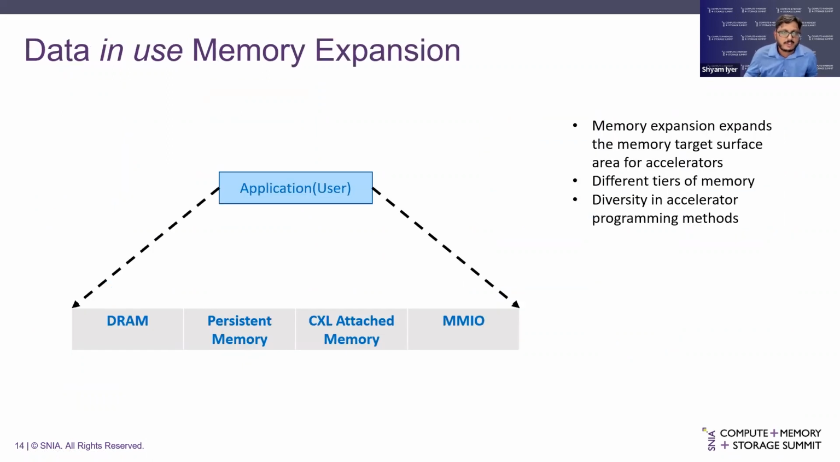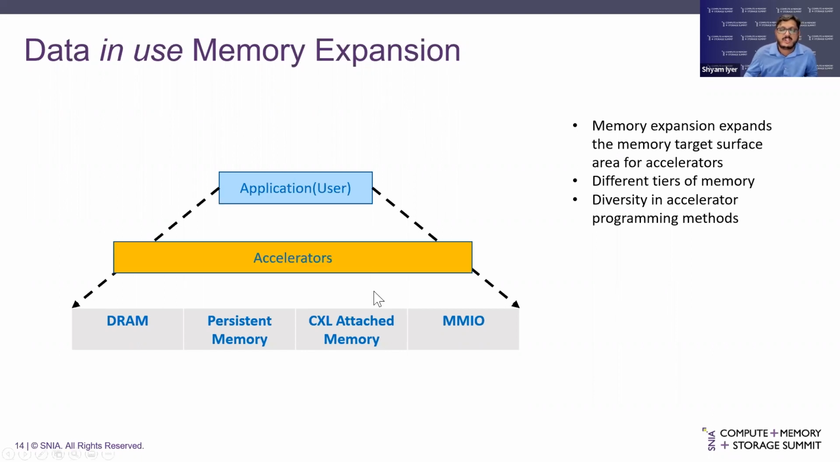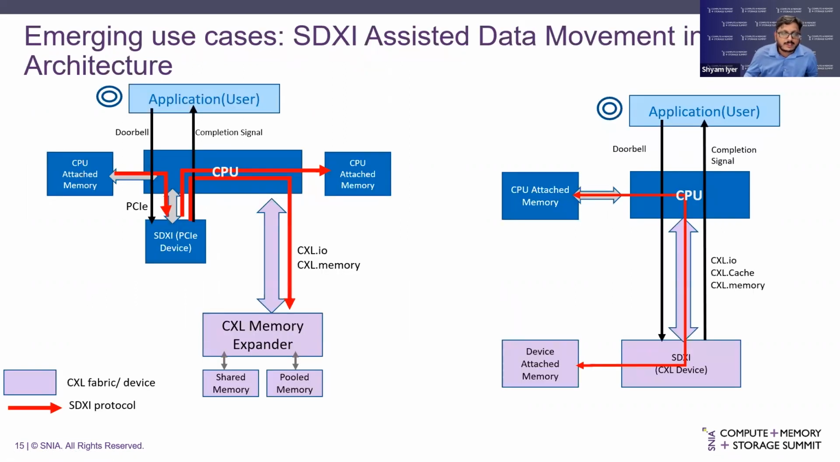There are increasing use cases because now we are dealing with data in use memory expansion. Like we explained, DRAM is no longer the only memory of choice. You have persistent memory, you have memory across memory fabrics like CXL. You can also have large amounts of memory behind an IO device. And so this allows for tiering of memory. And with the help of an accelerator, you can do this kind of tiering much more efficiently while tending to the needs for the application to use less and less of CPU cycles. This is another emerging use case that SDXI is enabling.